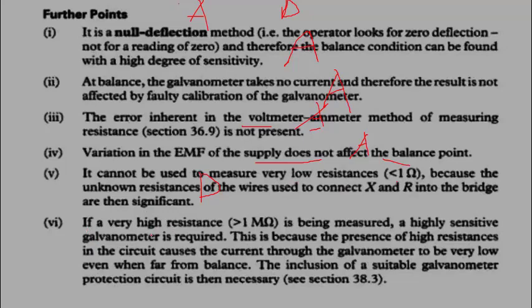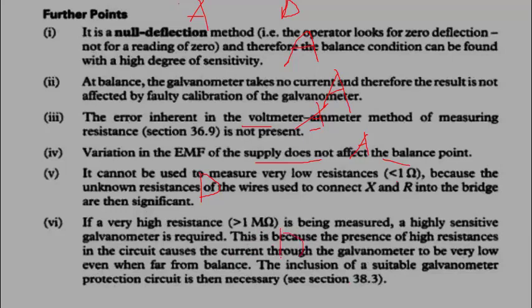So if a resistance is very high, greater than 1 mega ohm, is being measured, a highly sensitive galvanometer is required. Kwa tunahitaji very sensitive galvanometer when we have very high resistances. This is because the presence of high resistances in the circuit causes current through the galvanometer to be very, very low, kwa sababu resistance ni kubwa mno. Kwa current inayokuwa inaruhusiwa ni ndogo sana, kiasi kwamba kama galvanometer is not very sensitive, inaweza kusababisha errors kubwa sana. So in case of very high resistances, we need very sensitive galvanometers.